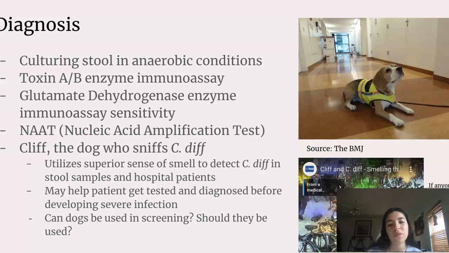So this also brings up the question, can dogs be used in screening, and should they even be used? There's a lot of ethical concerns, such as the dog getting the C. diff infection or being able to transmit it to other patients. However, it was a very different way to help diagnose it, and it was very useful for those that didn't even know they could have the Clostridioides difficile infection. And if anyone is interested in watching the video, here I have it. It's Cliff and C. diff smelling the diagnosis.